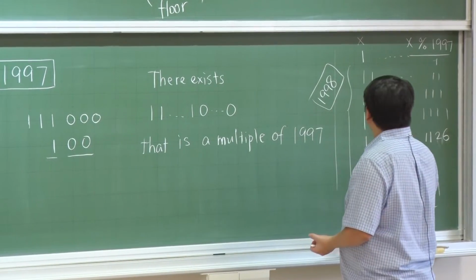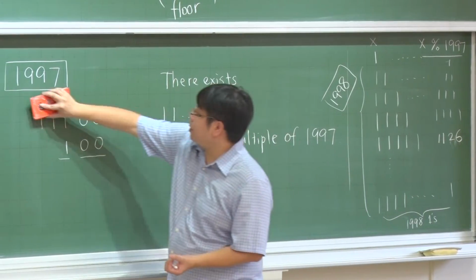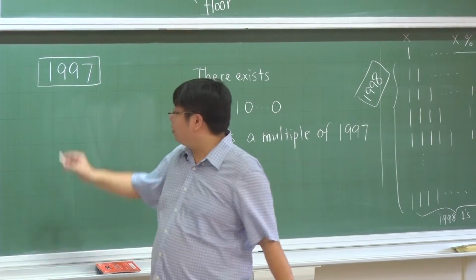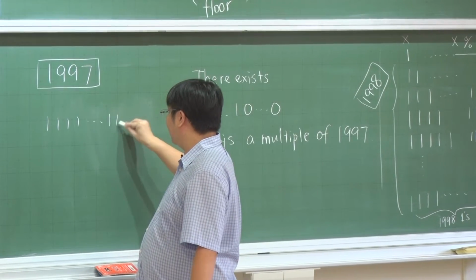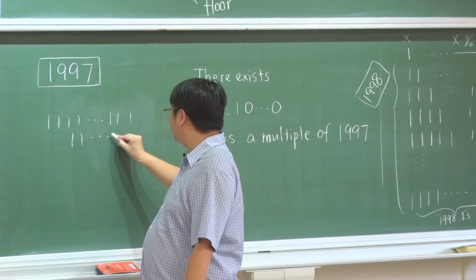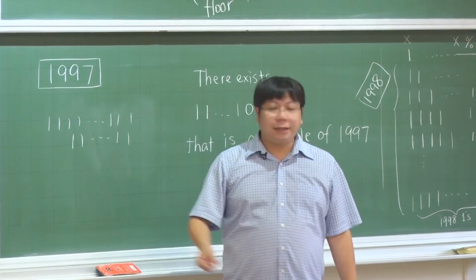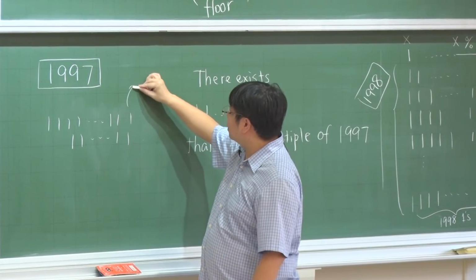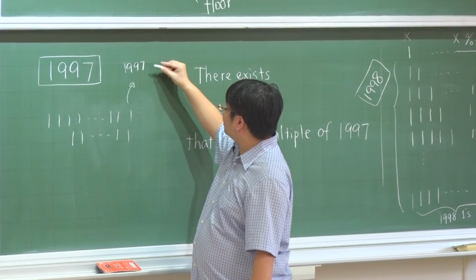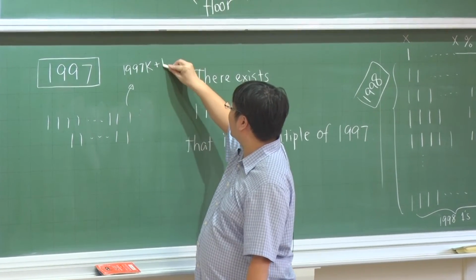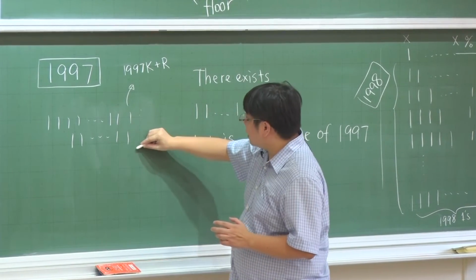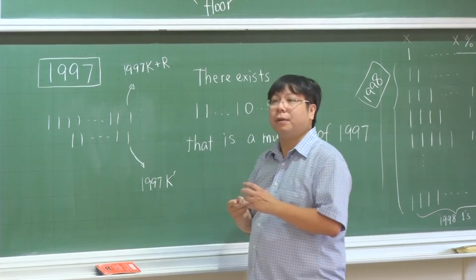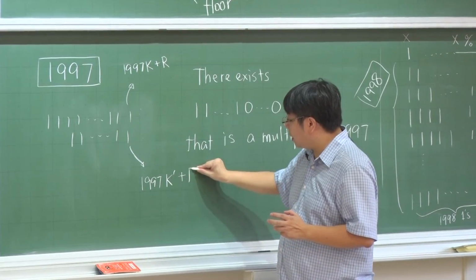Now, let's use this part. So we know 2 of them have the same remainder. I don't know which ones, but they are of the same form, like 1, 1, 1, 1, 1, 1, 1, and the other one is maybe 1, 1, 1, 1, 1, 1, 1, 1. Let's say these are the 2 numbers with the same remainder. So this one is equal to 1997 times some integer k plus a remainder r, and this one is 1997 times another number k prime plus the same remainder r.